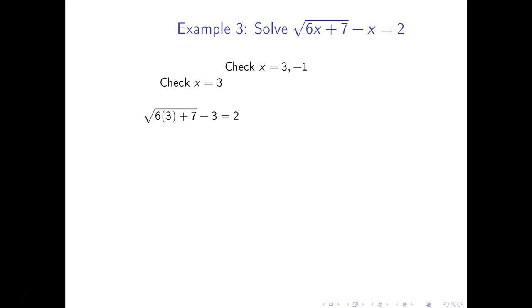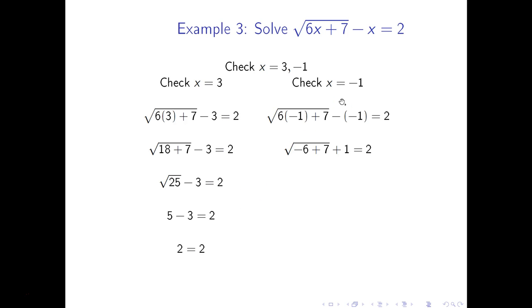All right, so on this, I have 18 plus 7 minus 3 equals 2. And 18 plus 7 is 25. So that's 5 minus 3 is 2. 2 is 2. That's good. We really like that. To check the other one, plug in negative 1. And notice when you subtract, it becomes plus. So I end up with 1 plus 1 is 2, so 2. And voila, all my answers are correct. So I get two answers out of this one.